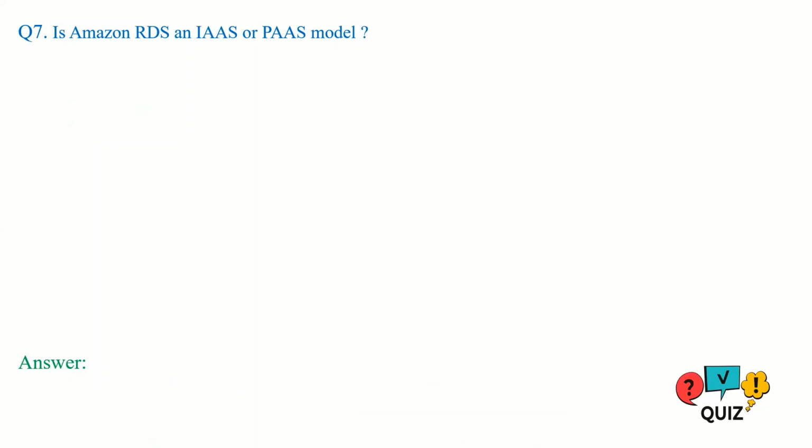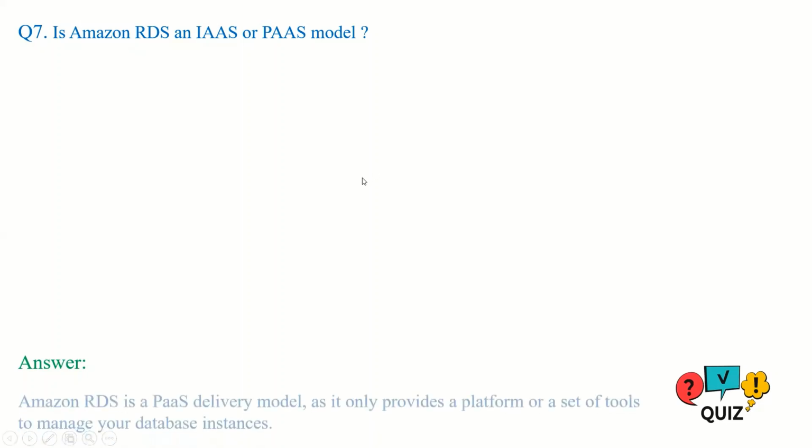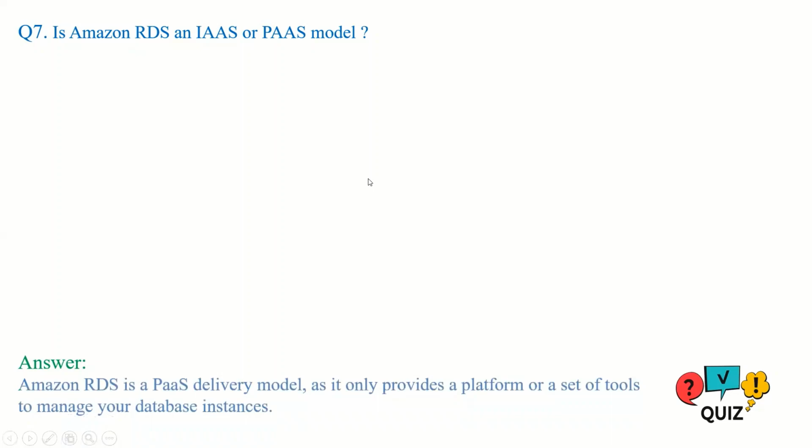What type of delivery model is it? It's a PaaS model, Platform as a Service. That's correct. So Amazon RDS is a platform as a service delivery model, as it only provides a platform or a set of tools to manage your database instances.